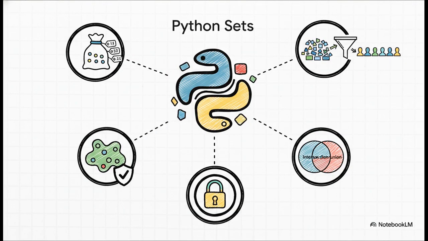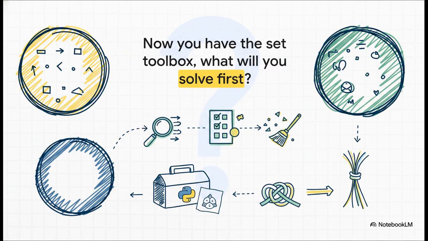Okay, let's do a quick recap of the key points. Sets are your absolute go-to for unique, unordered data. You can use those simple operators like the ampersand and the pipe to do powerful comparisons. Always try to use .discard for safe removal. If you need a set that can't be changed, you've got frozenset. And if you need to count things, don't use a set. Reach for Counter. So there you have it, the Python set toolbox.